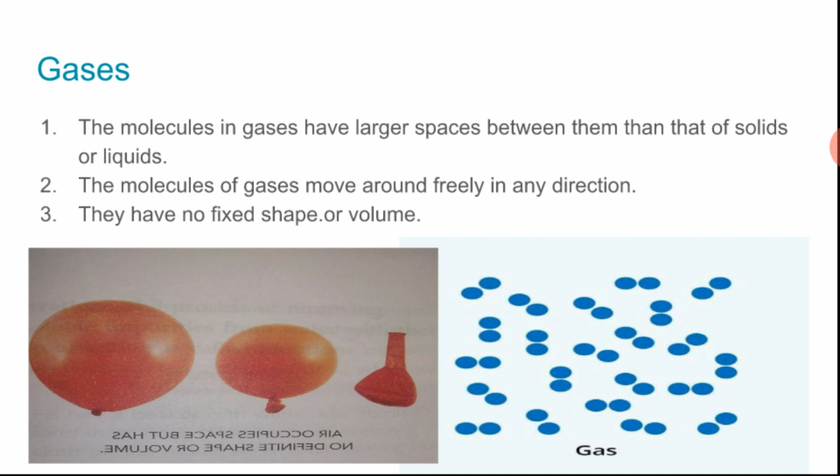They have no fixed shape or volume. You can take the example of a balloon. The first balloon you can see is filled with air, so it is big. The second one is smaller because it has less gas. And the last one is not blown properly because of very little gas. So here we can say that gases have no fixed shape, and they can move freely in any direction, as the balloons move. So this is what we have learned about gases.